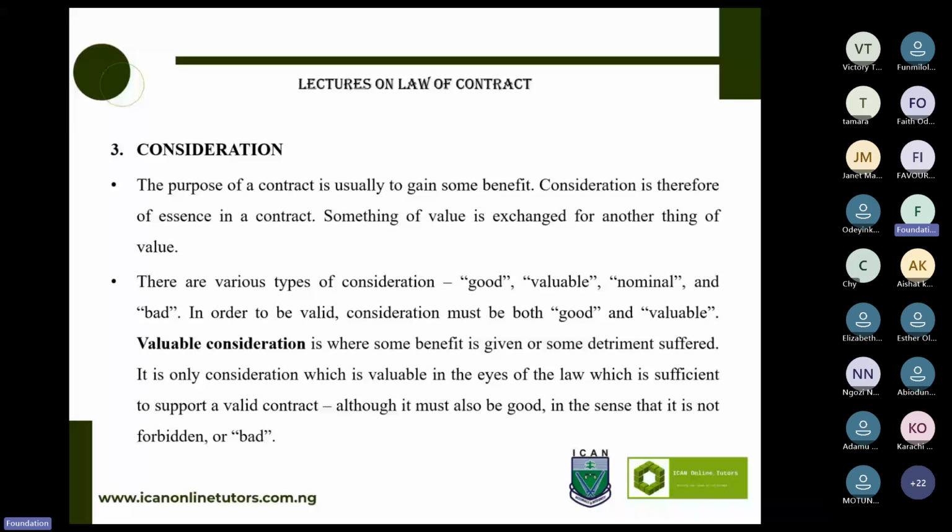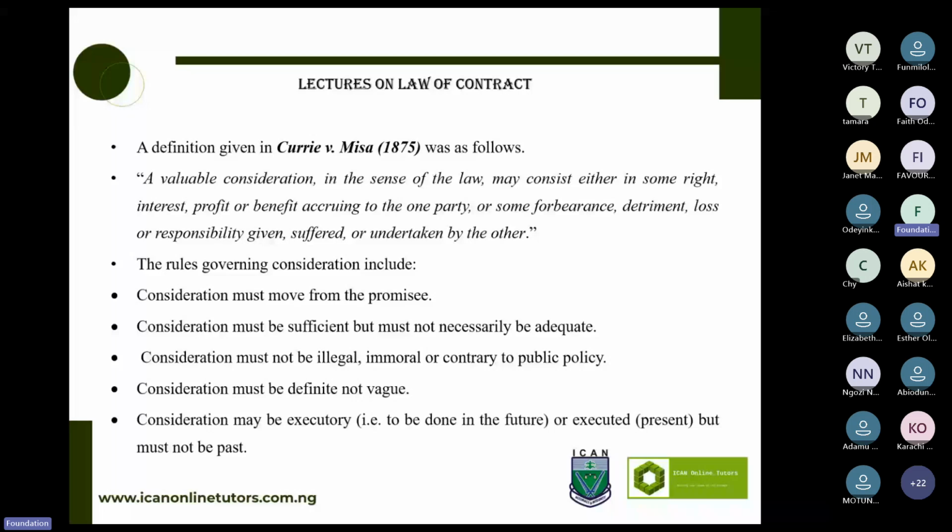There is a full definition for consideration in a popular case of Currie v Misa. A valuable consideration in the sense of the law may consist either in some right, interest, profit, or benefit accruing to one party, or some forbearance, detriment, loss, or responsibility given, suffered, or undertaken by the other party. This is just what I just mentioned. Consideration can be profit, benefit, or loss. Consideration can be detrimental to anyone if the business is not well done.